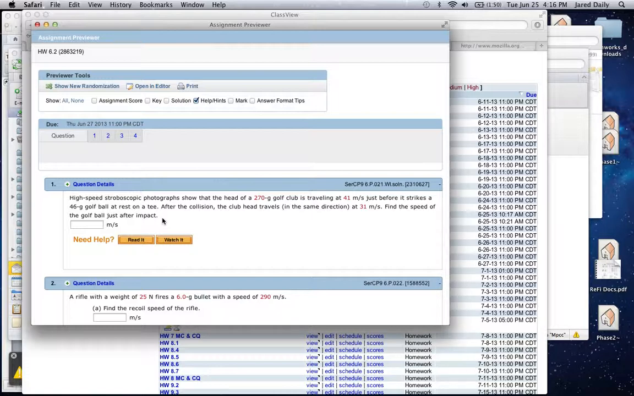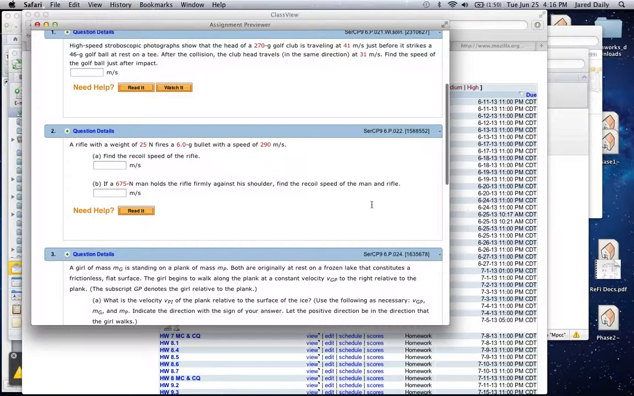The golf ball is 0. And after the collision, the club head is going to have a different speed. So they've told us the final speed of that. They want us to calculate the final speed of the golf ball. It's just a conservation of momentum equation.